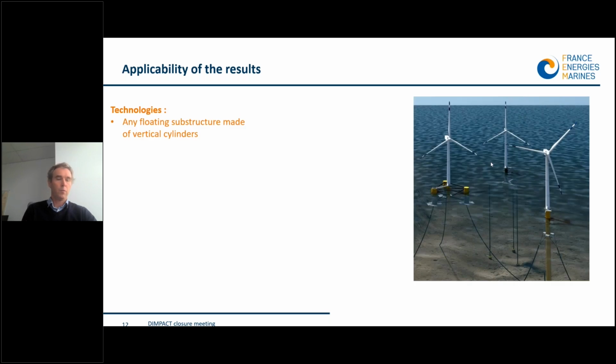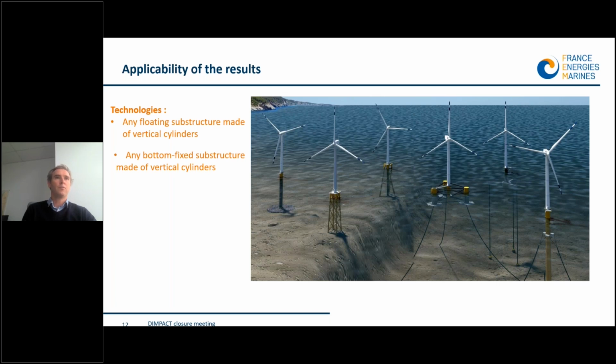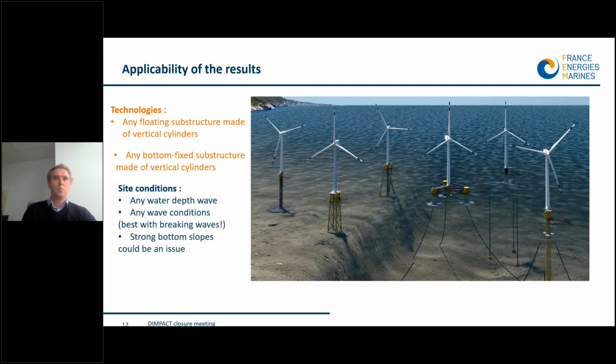Okay, I'm a bit late here already, but a few words about the applicability of the results. It should work on any floating substructure made of vertical cylinders, but also any bottom fixed structure made of vertical cylinders, so any bottom fixed wind turbine. For site conditions, we do not have any limitation in terms of water depth from a theoretical point of view. Any wave condition should work. Of course, it is designed for slamming loads and breaking waves. And variable bathymetry might be a problem that we need to explore with these linear approaches.